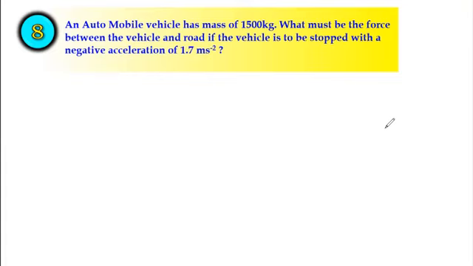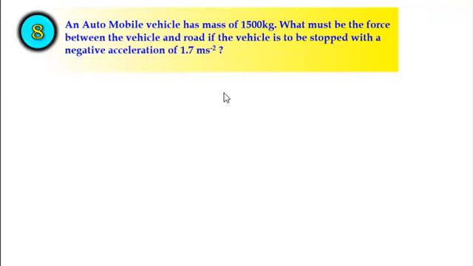Today we'll discuss question number 8 onwards based on laws of motion and Newton's second law. Now look here. An automobile vehicle has a mass of 1500 kg. What must be the force between the vehicle and the road if the vehicle is to be stopped with a negative acceleration of 1.7 meter per second square? So here it is asking to find the force, meaning the opposing force to get into the rest position.